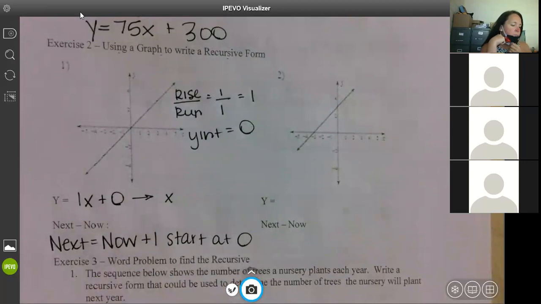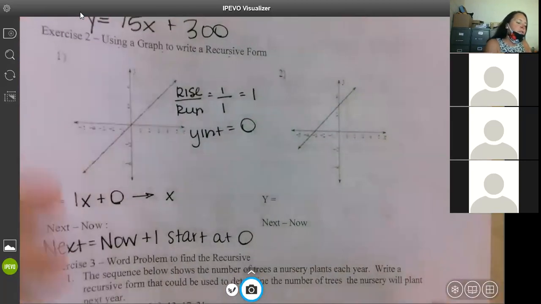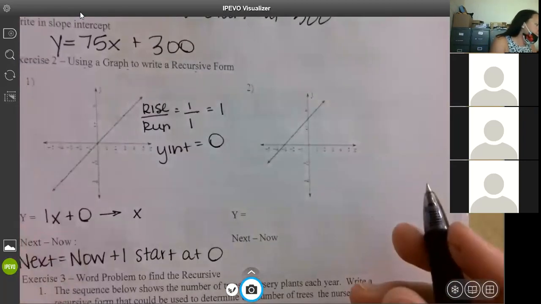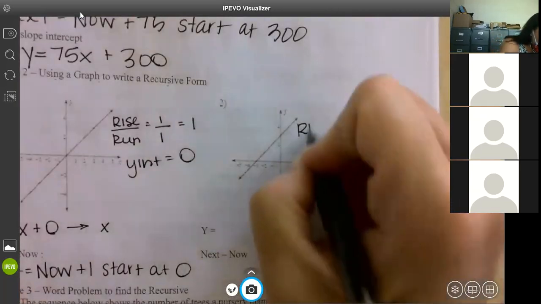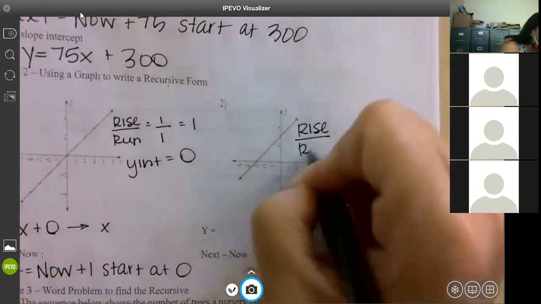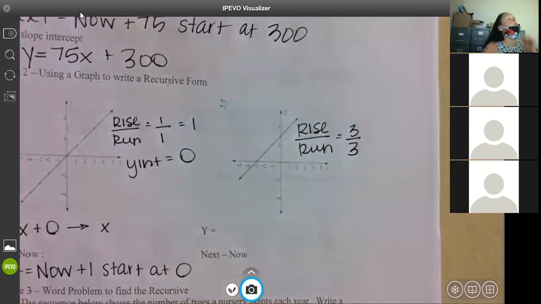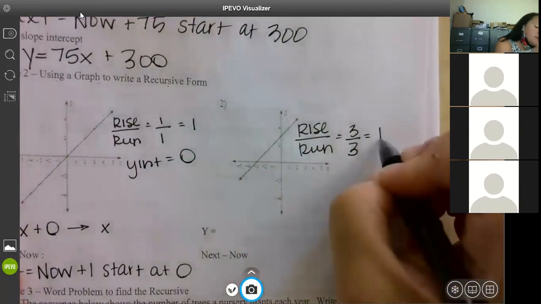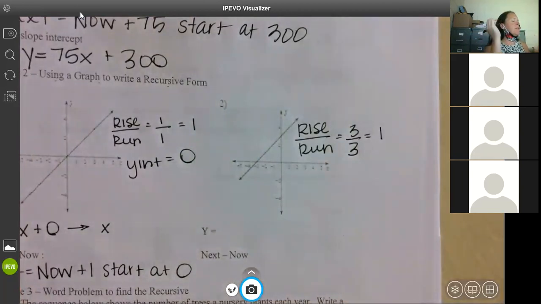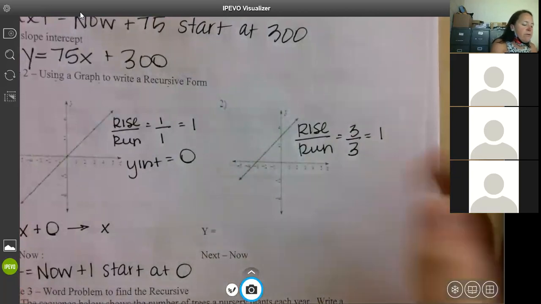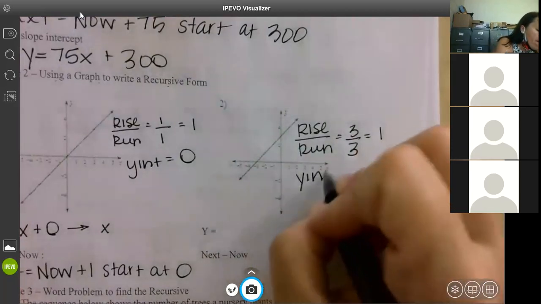I don't care. All right, number 2, if I do rise over run, I get 3 over 3. Is this graph positive or negative? Positive. So 3 over 3 reduces to 1, so we have the same slope as the other one. But this time, where does it start? It's in between 2 and 4. 3. Yep.